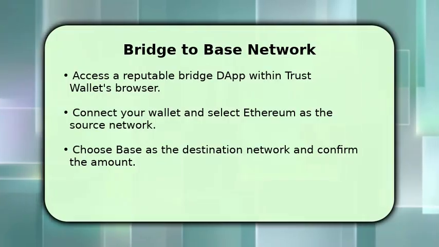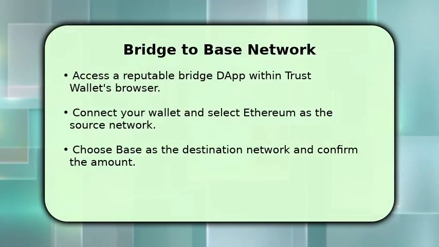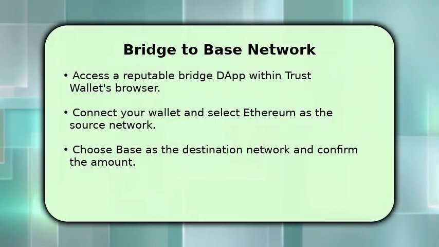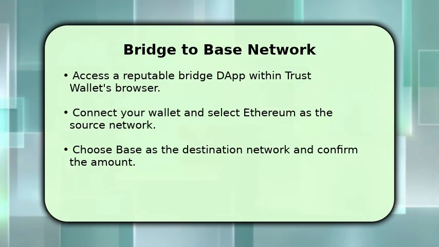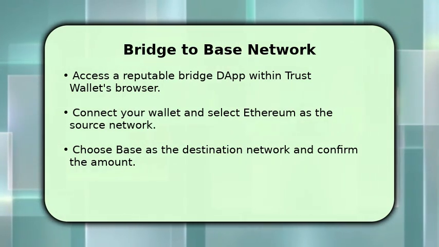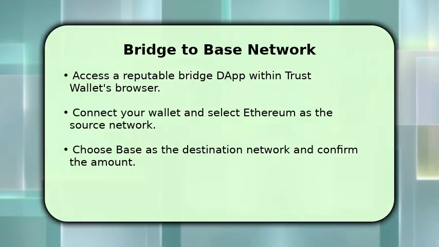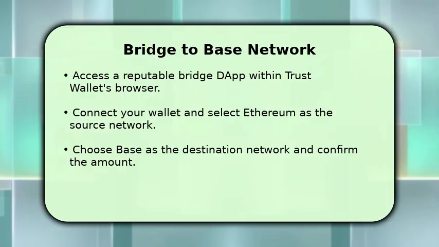Next, open the D-app browser in your Trust Wallet and navigate to a trusted bridging service, such as the official Base bridge or a well-known third-party option. Connect your Trust Wallet to the bridge. Select Ethereum mainnet as your from network and Base as your to network. Enter the amount of ETH you wish to bridge and confirm the transaction details.